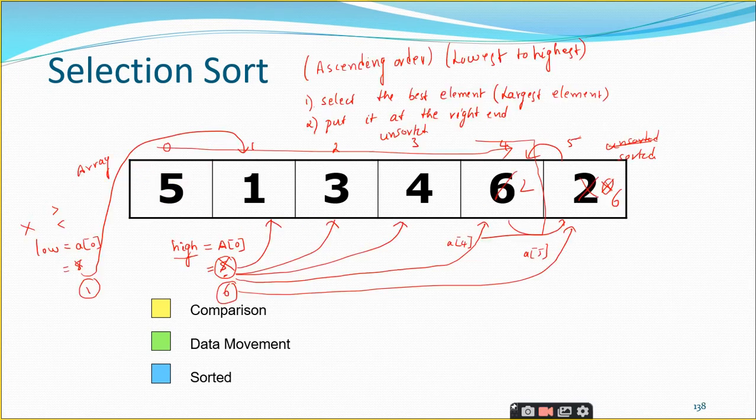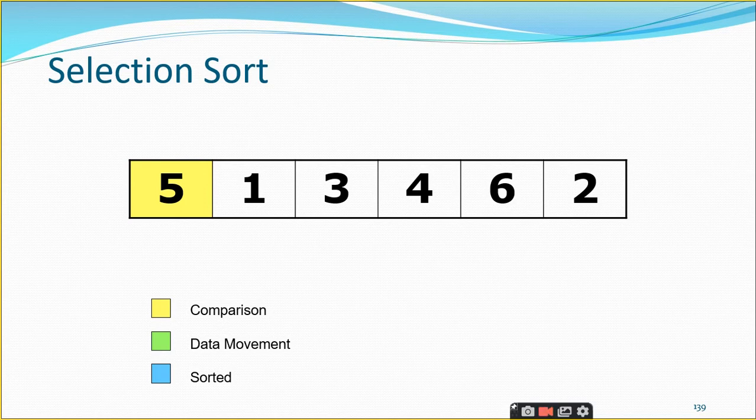So, this is my first element which I have taken it as the high value. 5 compared with 1, since 5 is greater than 1, you retain the value of high. Again 5 compared with 3, since 3 is less than 5, retain the value of high as 5. 5 compared with 4, since 4 is less than 5, retain the value as 5. Now, compare the value of 5 with 6.